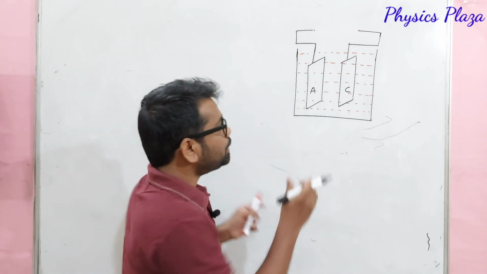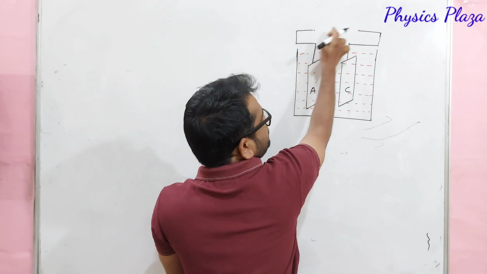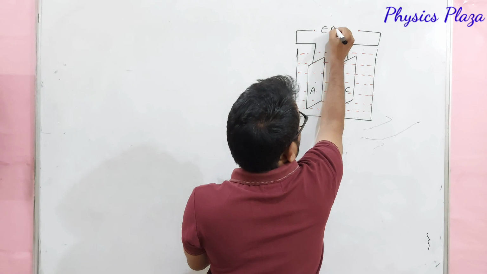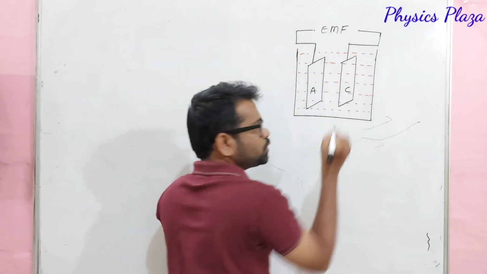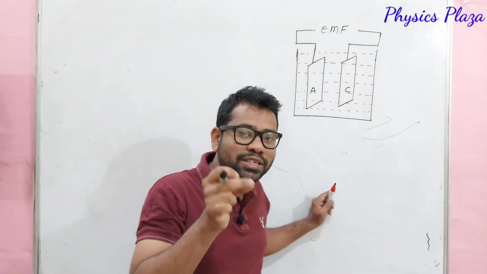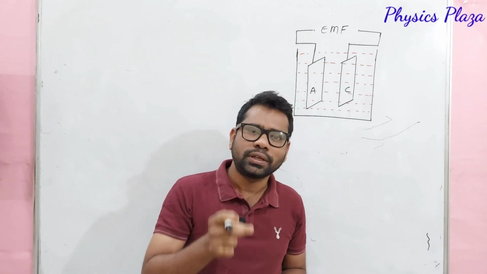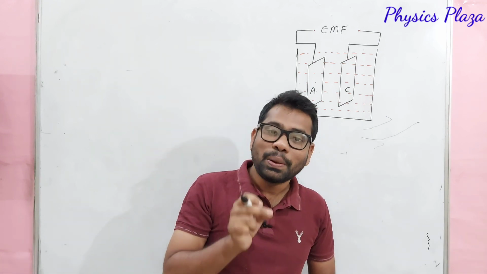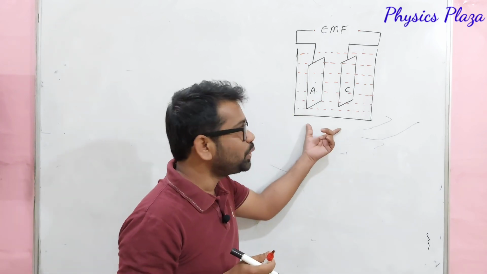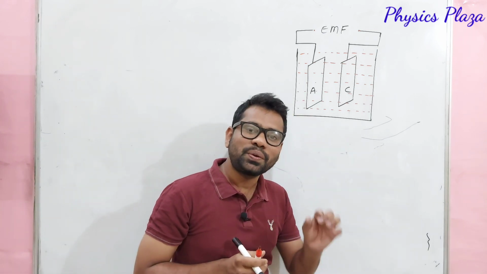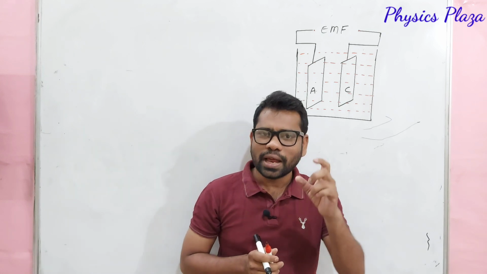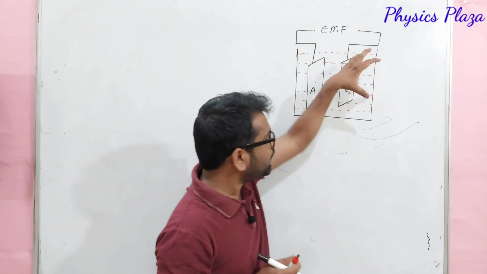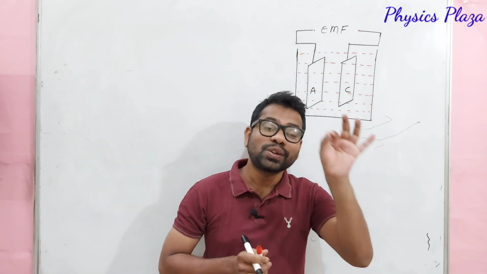So, dear children, that potential difference between these two terminals we call EMF, that is electromotive force. Children, what is electromotive force? The potential difference between the terminals of the cell in an open circuit is called electromotive force. As I am saying, it is in an open circuit. Do you think that some current is drawn? No, current is not drawn.